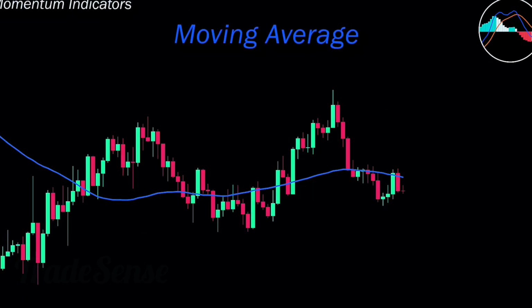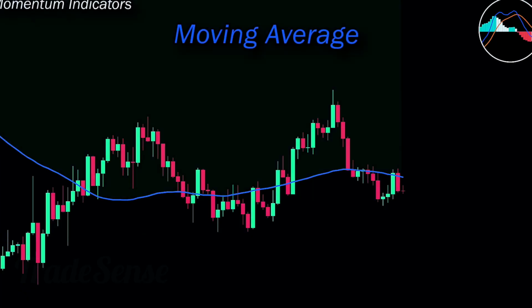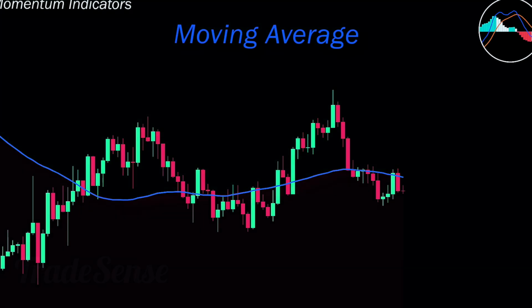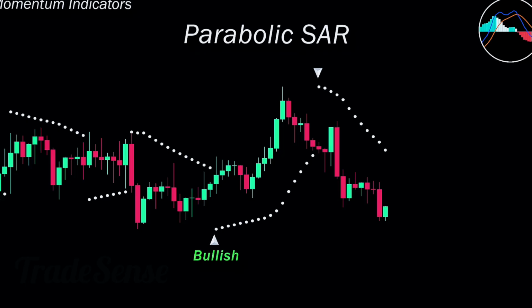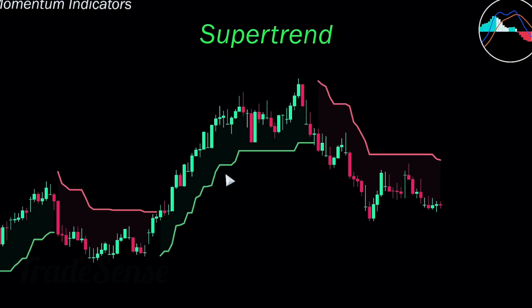Moving averages. Price being above the moving average signals a bullish trend, and price being below signals a bearish trend. Parabolic SAR. A dot below the price indicates a bullish trend, and a dot above the price indicates a bearish trend. Super trend. Green signal indicates a bullish trend, and a red signal indicates a bearish trend.